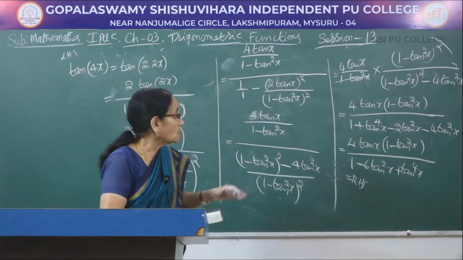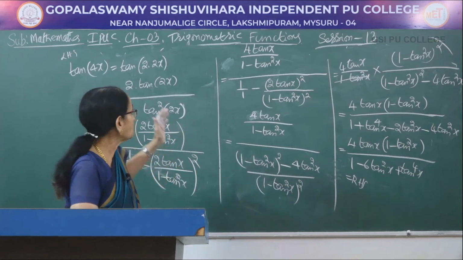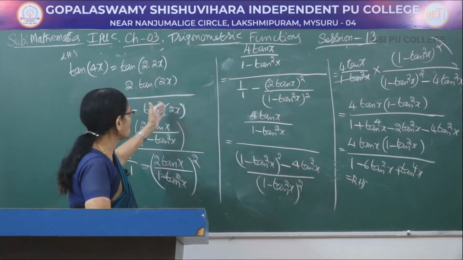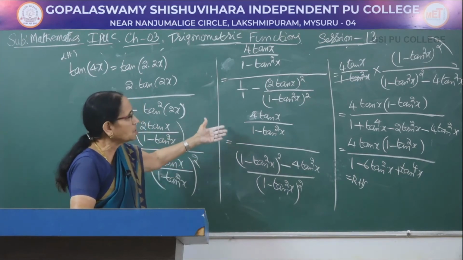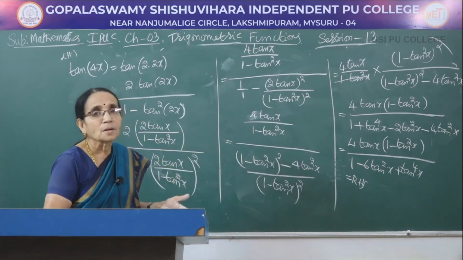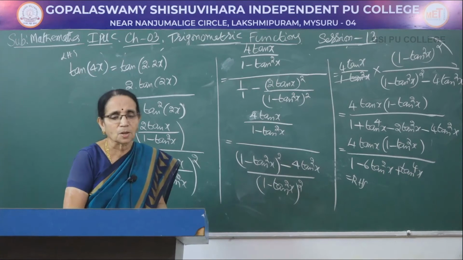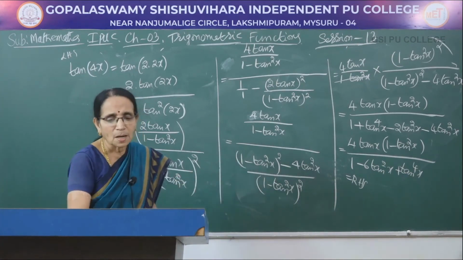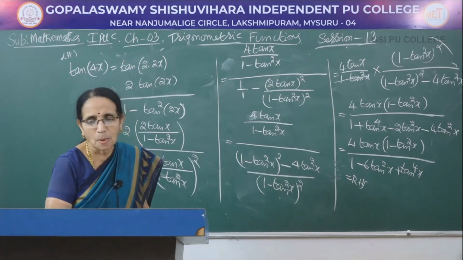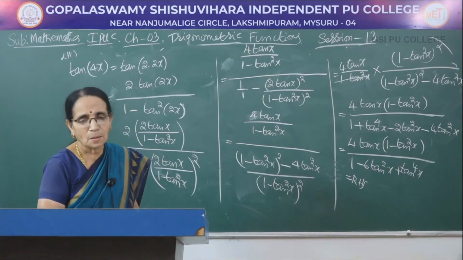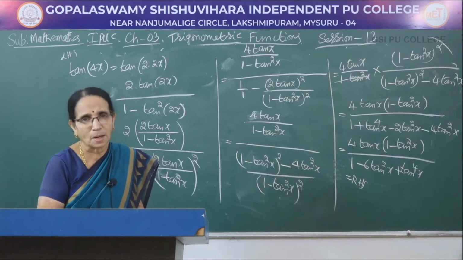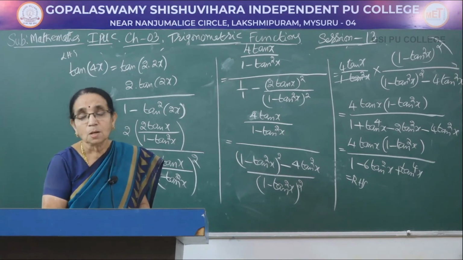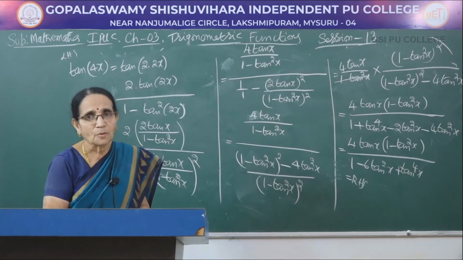So here I considered the 4x as 2 into 2x, applied the tan of 2x formula 2 times, and the remaining calculation is nothing but the algebraic calculation by taking the LCM, dividing one fraction by another fraction. Now next problem, one more problem I am considering here, in which one ratio would be given. You have to find the value of the half angle.